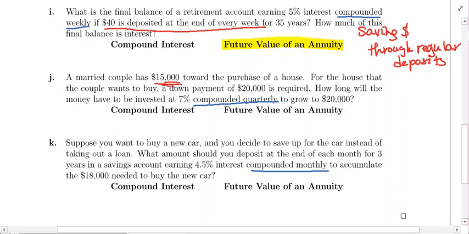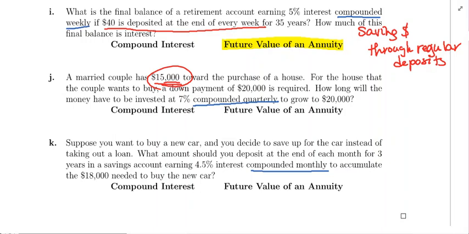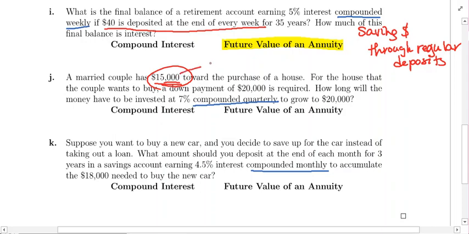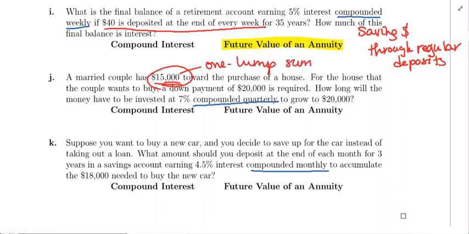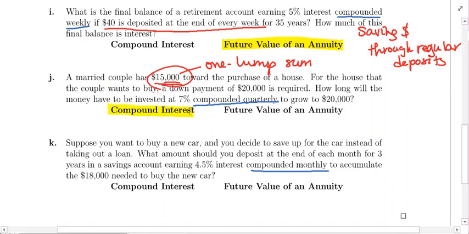So what they're going to do is take this $15,000 and invest it, so save it at 7% interest compounded quarterly. So to save for the $20,000, they're making this one lump deposit into their savings account of $15,000 and then kind of forgetting about the $15,000 until it grows through the interest to be $20,000. So this is a one lump sum. And so that means this is going to be a compound interest problem.